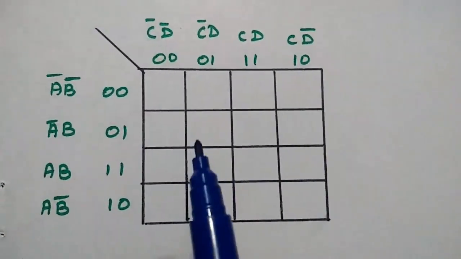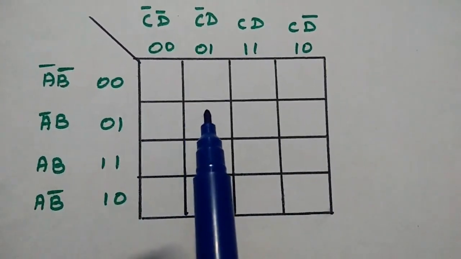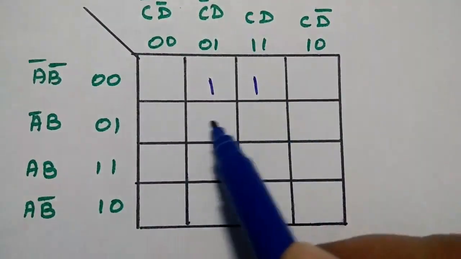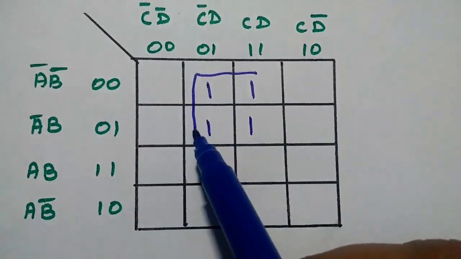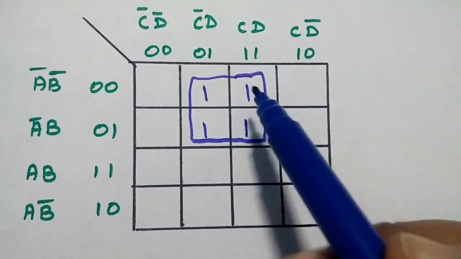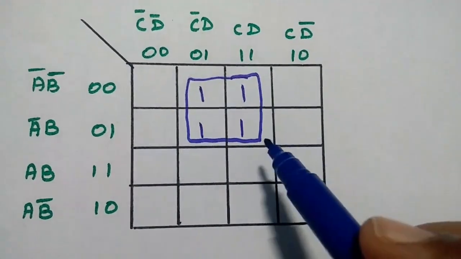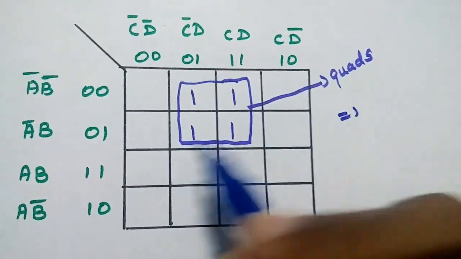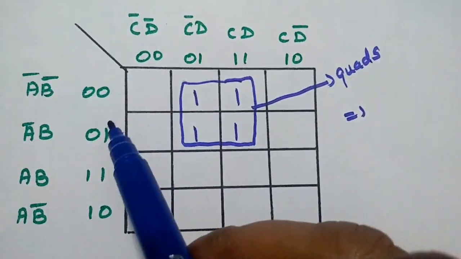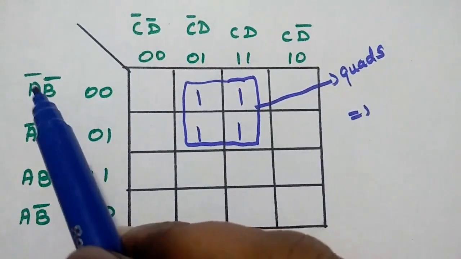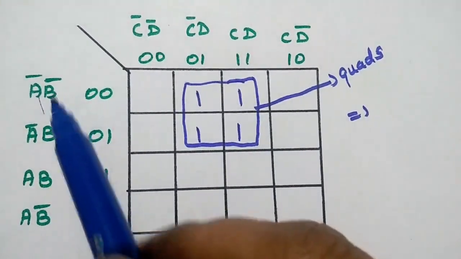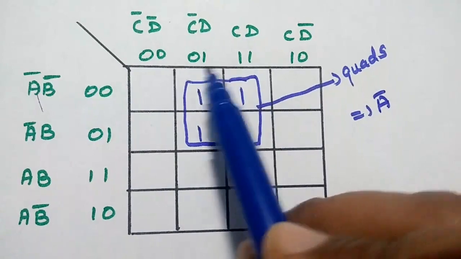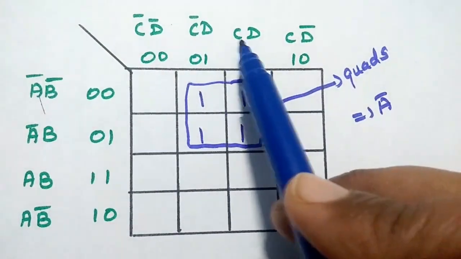Next we are going to group 4 bits and 8 bits. If there are ones like this, 1 1 1 1, we can group the bits like this, that is, adjacent 4 ones together as a quad. What is its value here? For these two rows, there is only one common term, A bar. Here it is B bar, here it is B. So we consider only the common term, which is A bar. What about these two columns? Here C bar, here it is C, D and D.